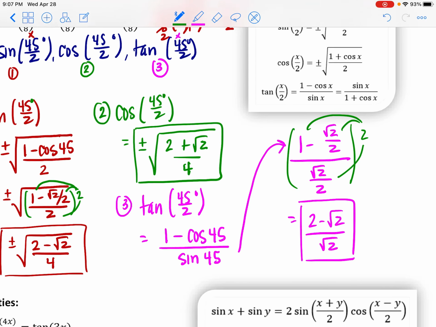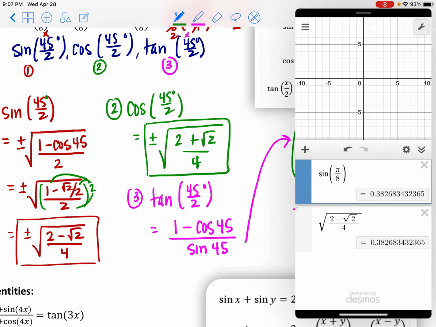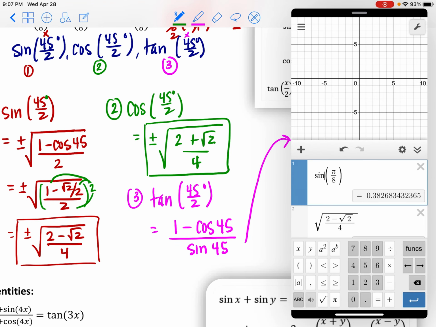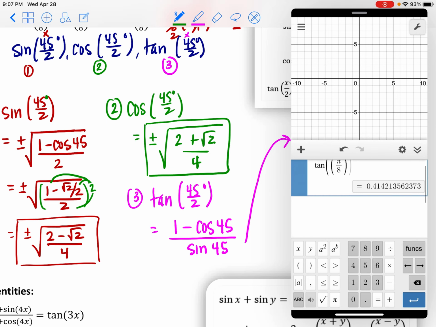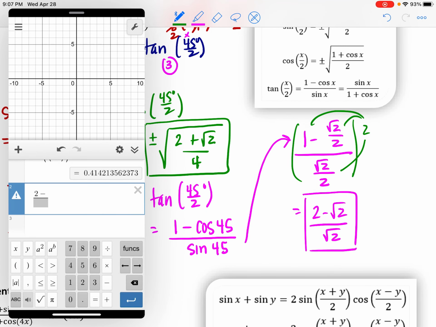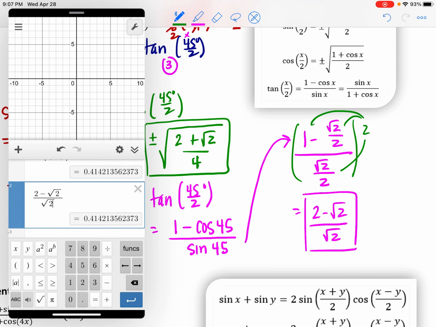We had already kind of confirmed the other two, so let's do this one. Let's make this the tangent. And it's going to give us that decimal. And let's put in 2 minus rad 2 divided by rad 2 and make sure we get the same decimal. Always nice when it works out.